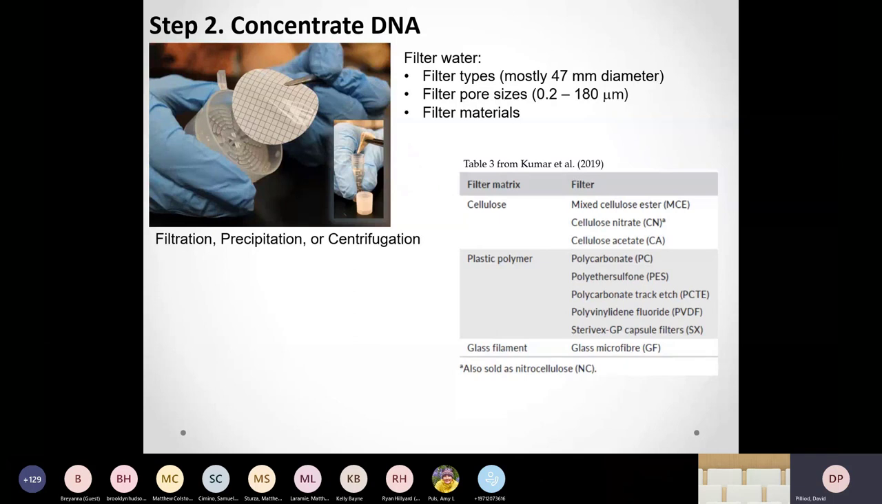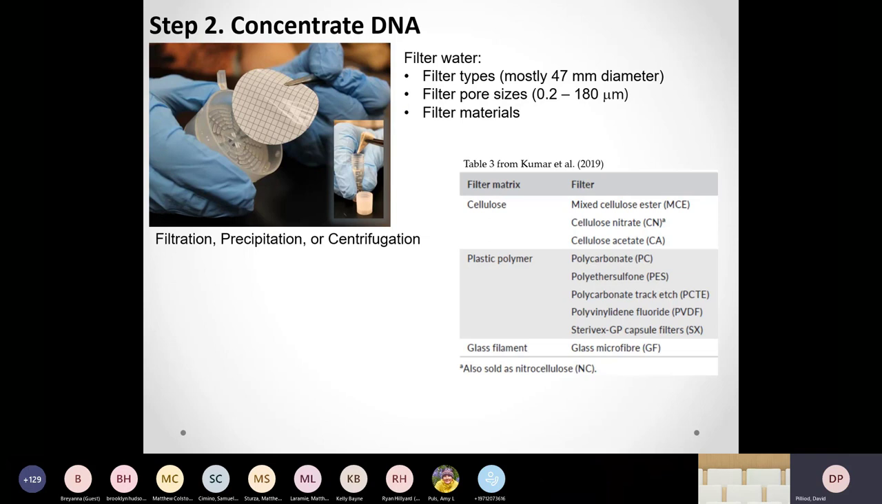Filter types are typically in the 47 millimeter diameter, but that's not a rule. There's all sorts of papers that have used different size diameters, from very, very small capsules to much larger. Filter pore sizes also range from 0.2 to 180 micron. And that's very important because you think about each DNA fragment that you're trying to target, and the number of base pairs varies based on your assay and the sequence of DNA that you're trying to target.